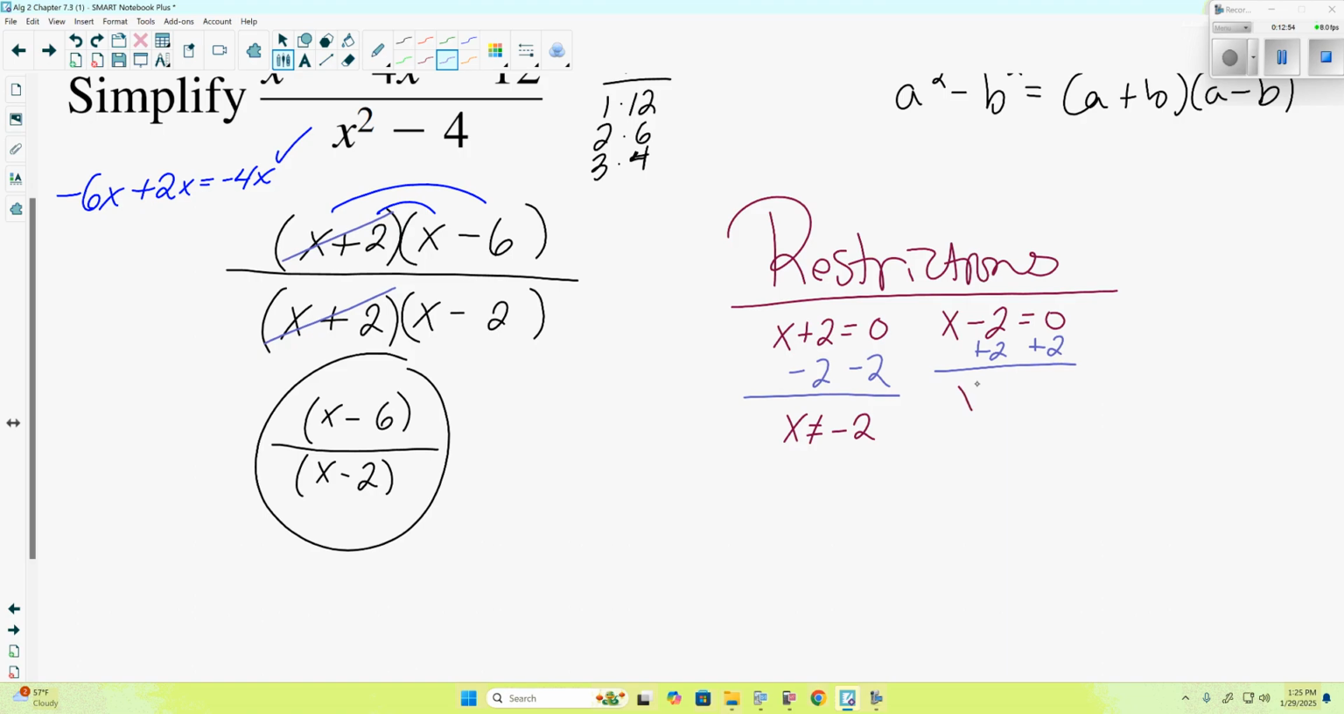Add 2 to both sides. So it's telling us x cannot be 2. So if 2 or negative 2 shows up as a solution, it's a restriction. It's an extraneous solution. It doesn't work. If it ends up being that all of our solutions are restrictions, it's no solution.